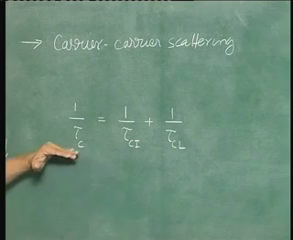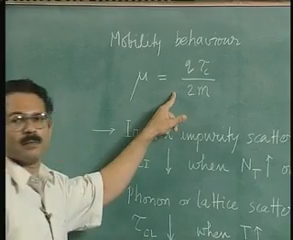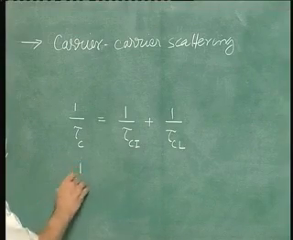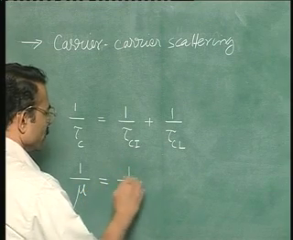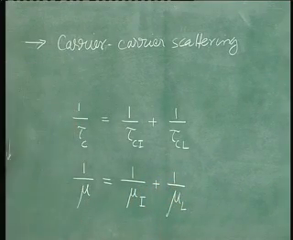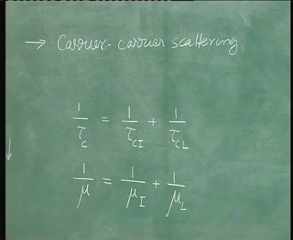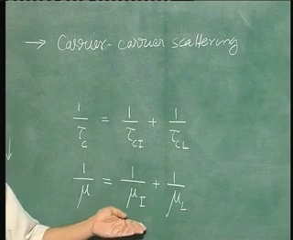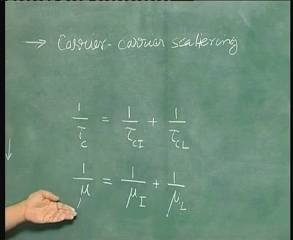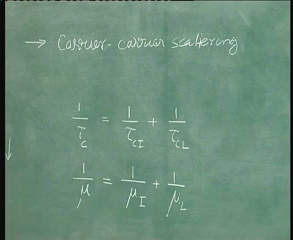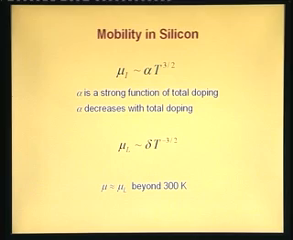Now this formula you can easily translate to mobility, because you see from here that tau c is proportional to mobility. So we can write 1 by mu is equal to 1 by mu ionized impurity plus 1 by mu lattice scattering, due to lattice scattering. So this is the formula. If you know how mu I and mu L individually depend on doping and temperature, then you know how the mobility depends on doping and temperature. Now it turns out that mu I and mu L individually depend on temperature as shown in this slide.